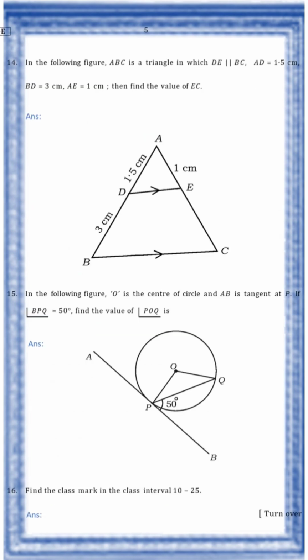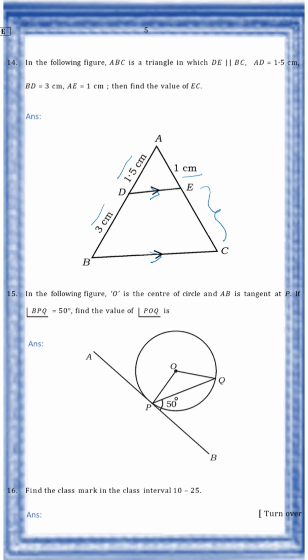Now the 14th question. In the following figure, ABC is a triangle in which DE is parallel to BC. Observe the figure. DE is parallel to BC. AD is 1.5, it is given in the figure. BD is 3 cm, AE is 1 cm. Then find the value of EC.